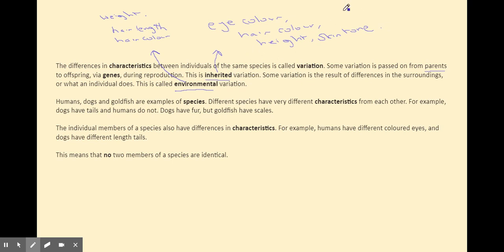So remember, inherited variation comes via our genes, not the jeans that we wear. G-e-n-e-s, not J-e-a-n-s. And environmental, that comes from the environment, so our surroundings.